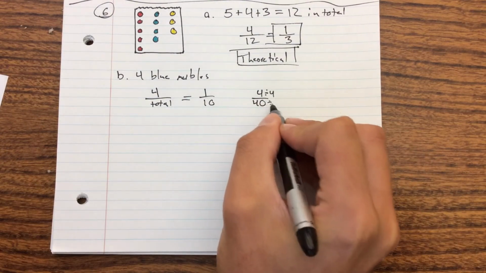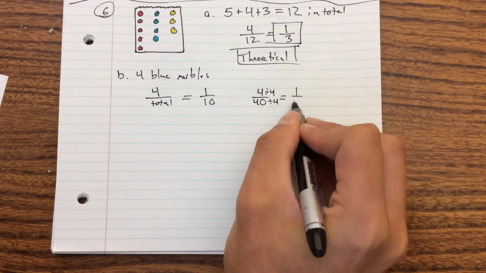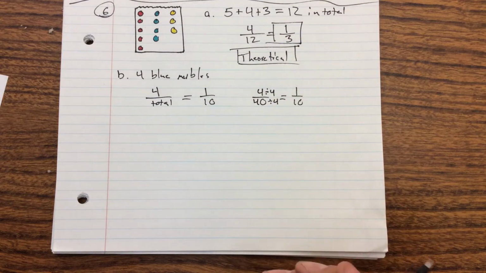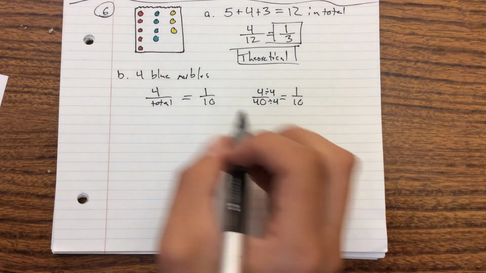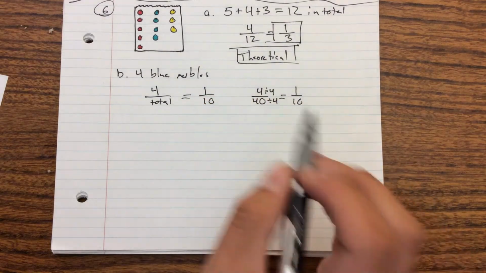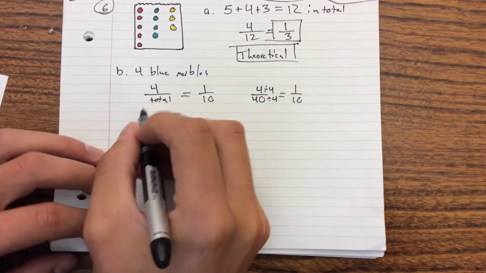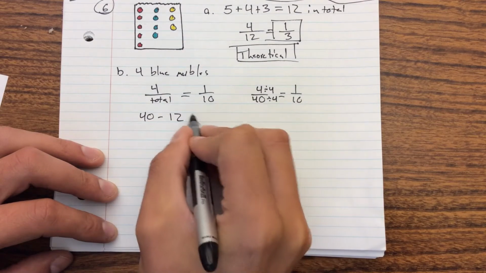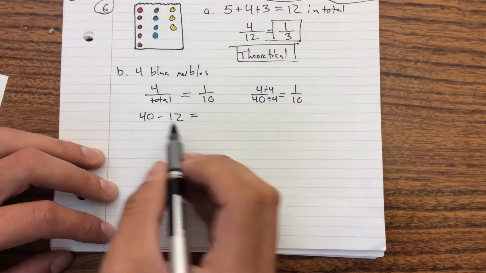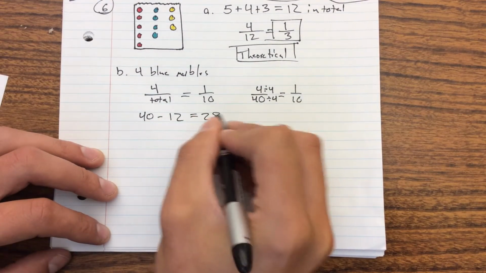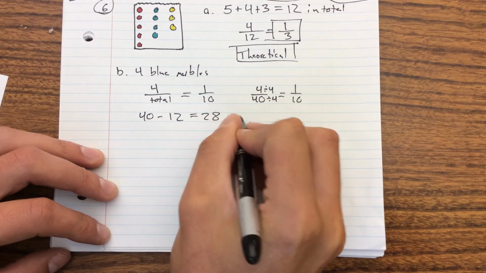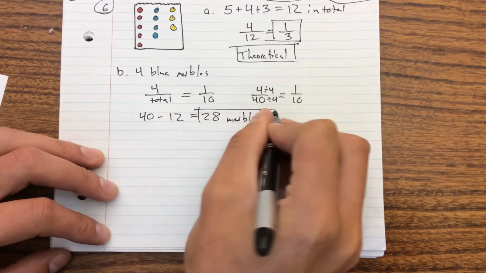So I divide both top and bottom by 4. And sure enough, it's equal to 10. So I know that I need to have 40 in total. And I started with 12 in total. So I need to take 40, I subtract 12, and that'll tell me how many I need to add. So 40 minus 12 gives me 28. So 28 marbles is how many I need to add.